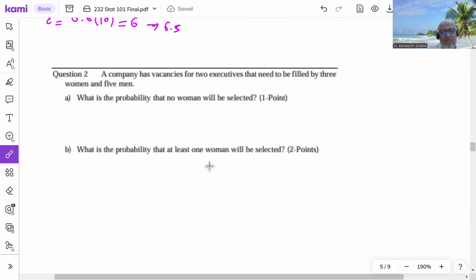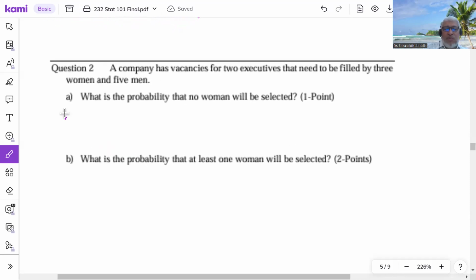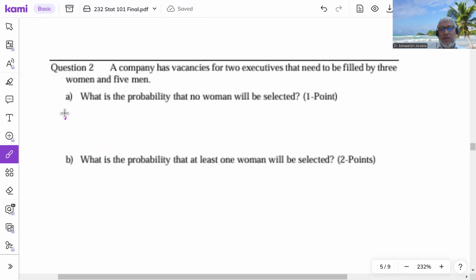A company has vacancies for 2 executives that need to be filled by 3 women and 5 men. So we need to fill 2 positions, and we have to choose from 3 women and 5 men. What is the probability that no woman will be selected? No woman selected means the first one is a man. So what is the probability that the first person is a man?